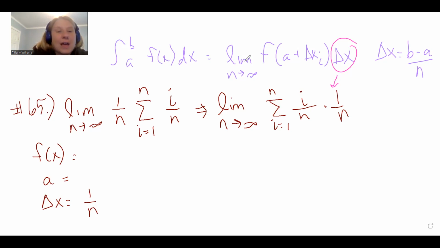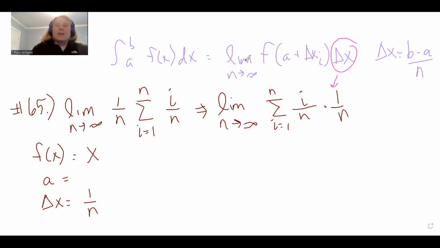My f of x, that I is just represented by x. So if this had been an I over n cubed, this would have been an x cubed. If this had been an I over n squared, this would have been an x squared. If this had been the log of I over n, it would have been log of x. So that's how that works.